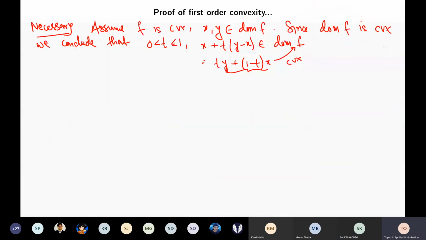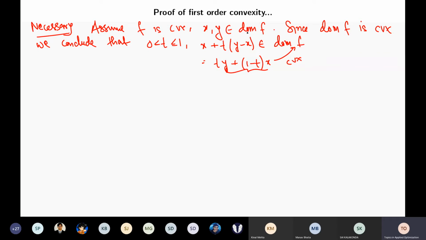So I will give you an example of why domain of f not being convex can make your function fail the convexity test. Okay, so I will give you an example for this. I have prepared an example for this. So domain also being convex is important. Okay, so let us first prove this result.